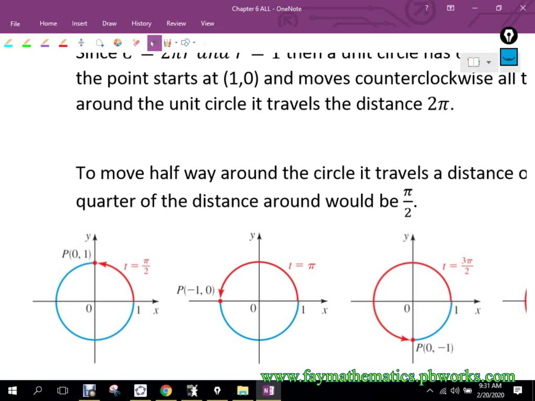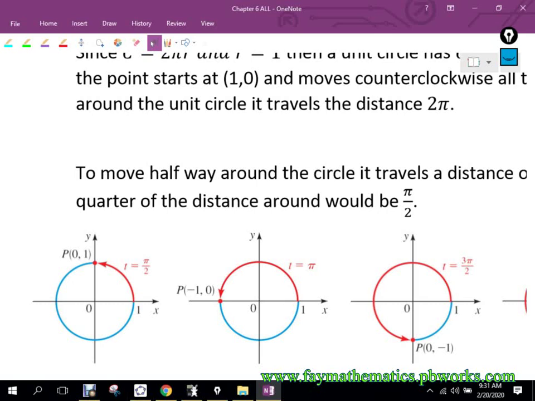So what you guys do is we'll just start with cosine. Type in cosine of pi over 2. What do you get? 0, okay? Type in cosine of pi. -1. Type in cosine of 3 pi over 2. 0.